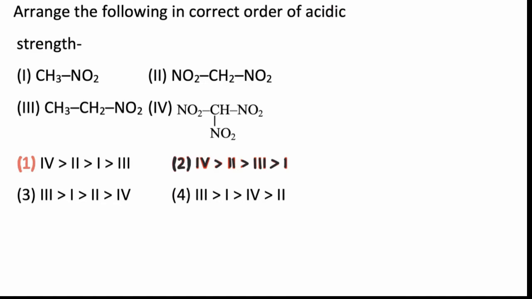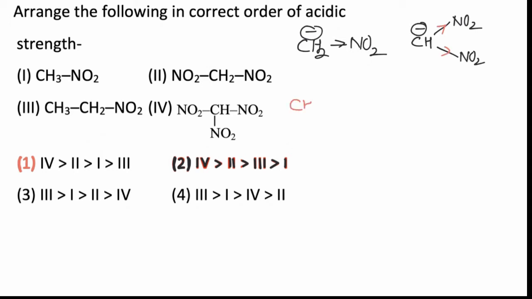In this question we have to find the correct order of acidic strength. Now, acidic strength of a carbon-hydrogen bond depends on the stability of the carbanion. In the first case, the anion formed is CH2 negative NO2, which is stabilized by the minus I effect of one NO2 group, while in the second case CH NO2 NO2 negative is formed. Now this is stabilized by the electron withdrawing power of 2 minus I groups.